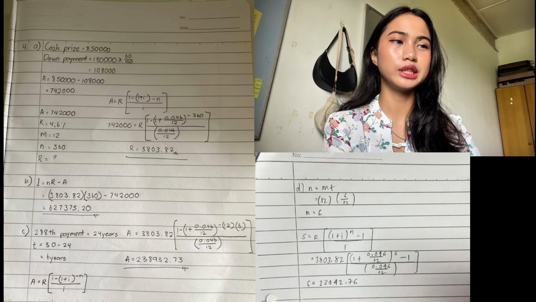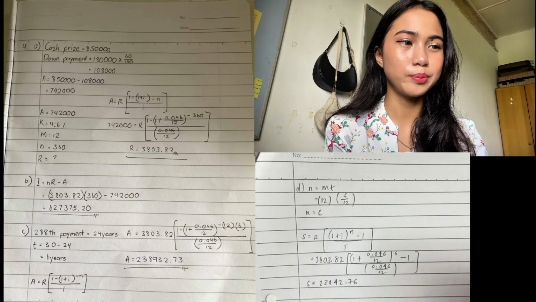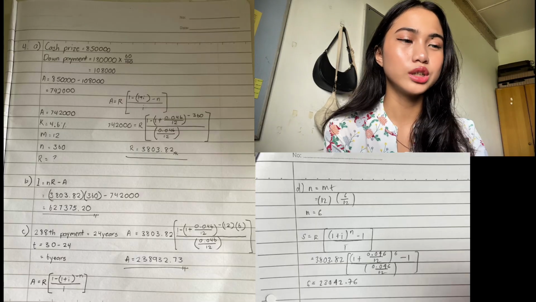The cash price is 850,000 ringgit. To find the down payment, we have to multiply 180,000 ringgit by 60%. So the answer is 108,000. To find A, we must subtract the down payment from the cash price. So the answer is 742,000. So A is 742,000, while K is 4.6%, M is 12, N is 360, and we're trying to find R.